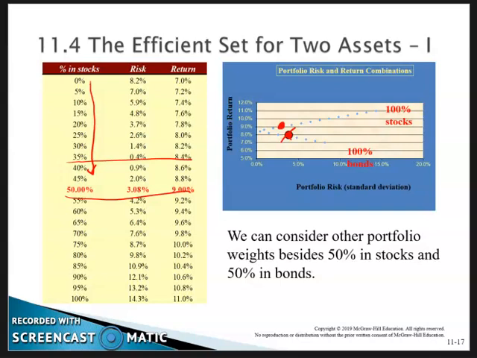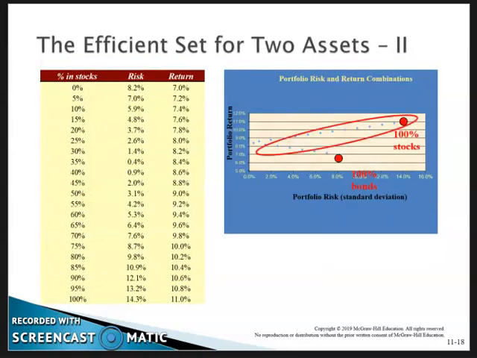If the two assets were perfectly negatively correlated, we could actually create a risk-free portfolio. If we look down here, on this portion of these portfolios, there are obviously better options. There are options with the same risk that offer much greater returns, or slightly greater if we're looking over here.